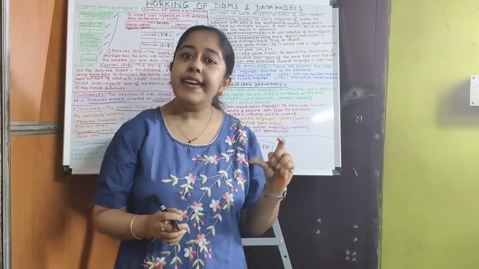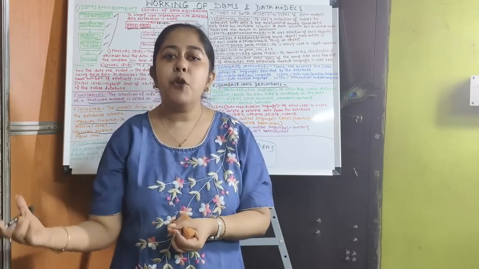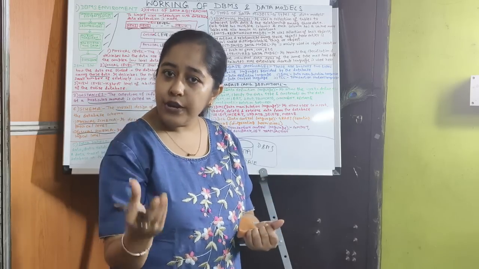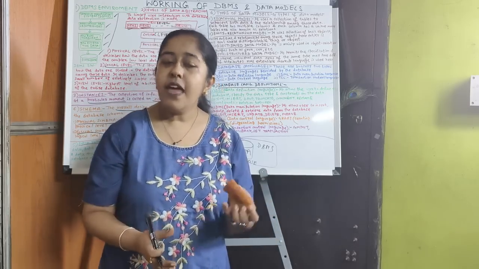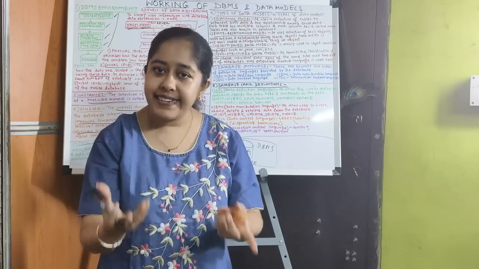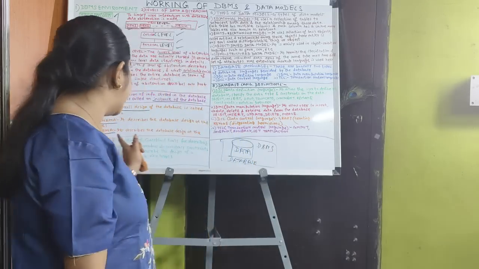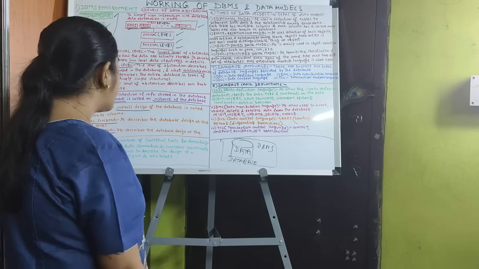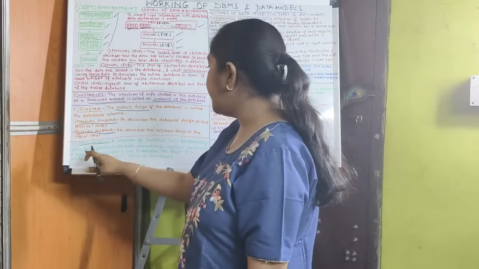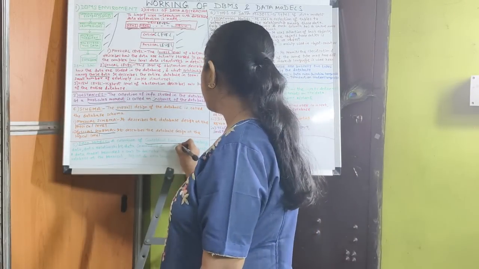So that was your entity, and this kind of data models are there. These data models are basically needed when you are going for designing a database. Data models will show you how you can make the database, how you can design the database, right? So basically data models are a collection of conceptual tools for describing data.